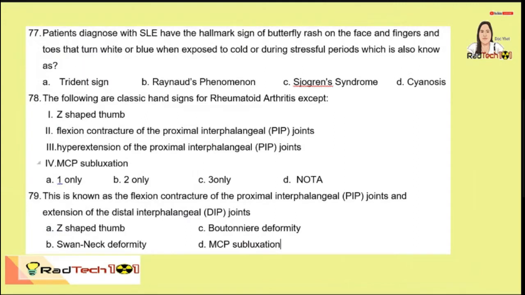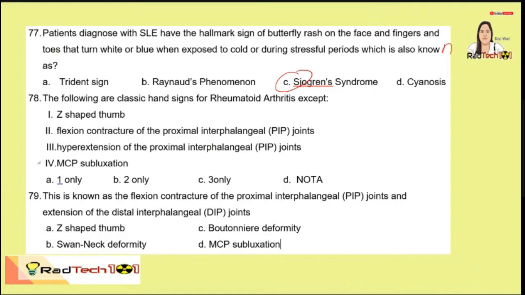Number 77: patients diagnosed with SLE have the hallmark sign of butterfly rash on the face, and fingers and toes that turn white or blue when exposed to cold or during stressful periods, which is also known as Raynaud's phenomenon. So SLE stands for systemic lupus erythematosus, I think.